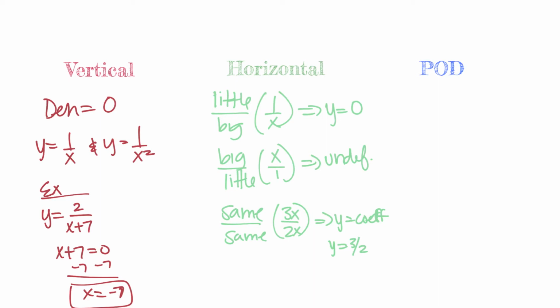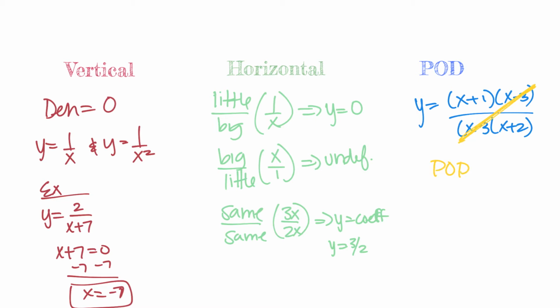And for a point of discontinuity, this means that you have the same factor in the numerator as the denominator. So if you had factored x plus 1, x minus 3, and x minus 3, and x plus 2. Because these two cancel here, that means that my POD is actually located at x is equal to 3, whereas x is equal to negative 2 is actually a vertical asymptote. Okay?